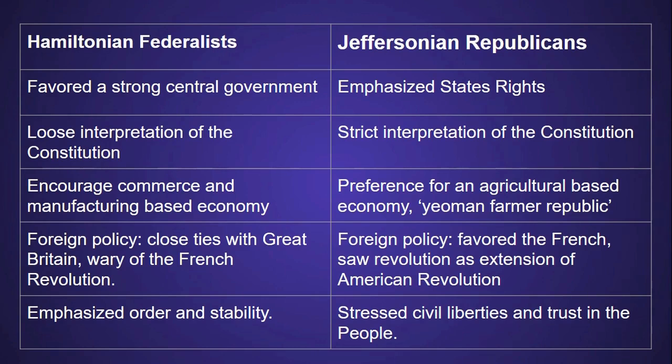Next is their difference on the direction the economy should take. Hamiltonians felt that the U.S. should go the route of the British and emphasize commerce and manufacturing, while the Jeffersonians preferred an agricultural-based economy. Jefferson called it a yeoman-farmer republic.